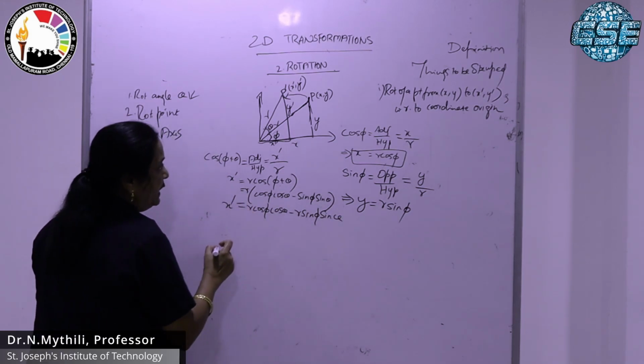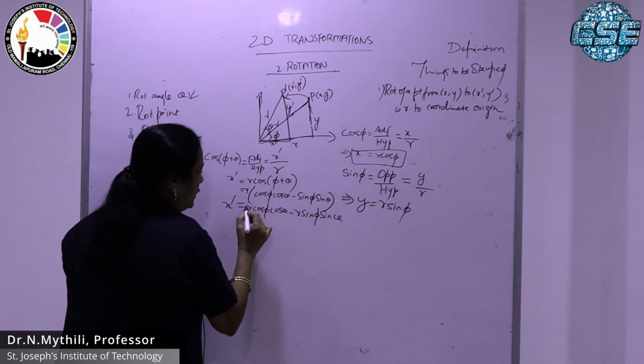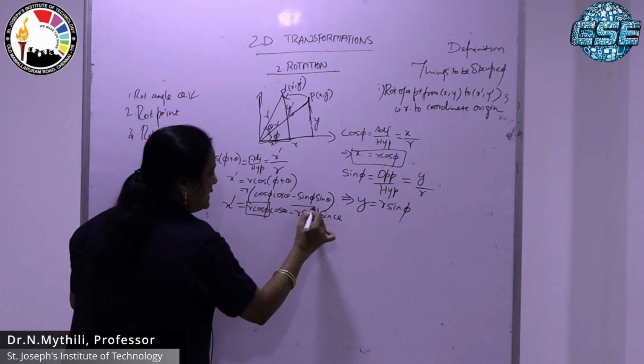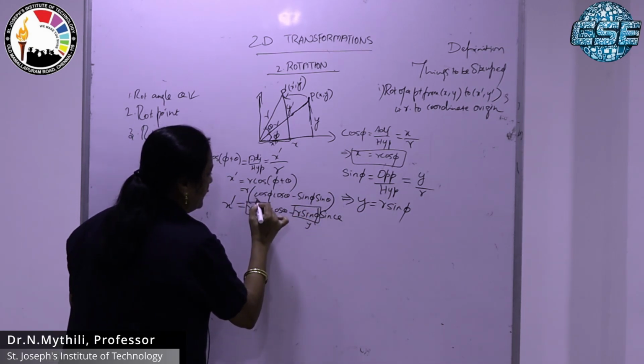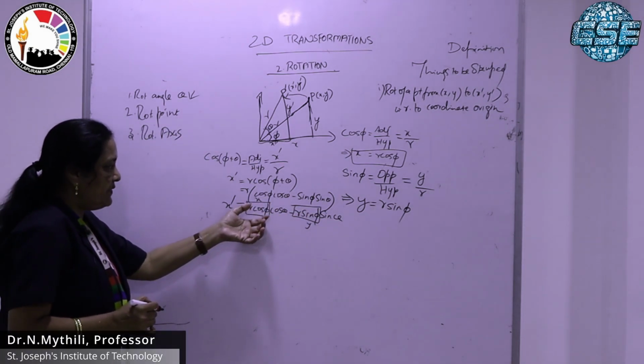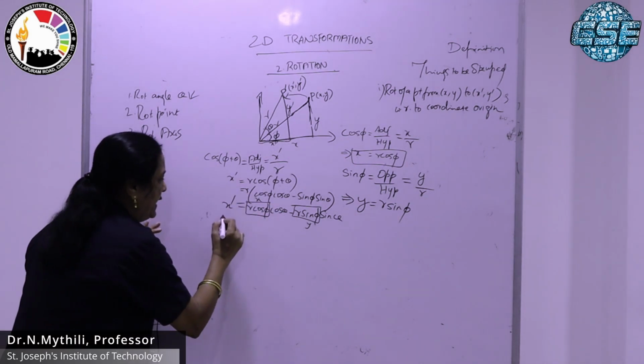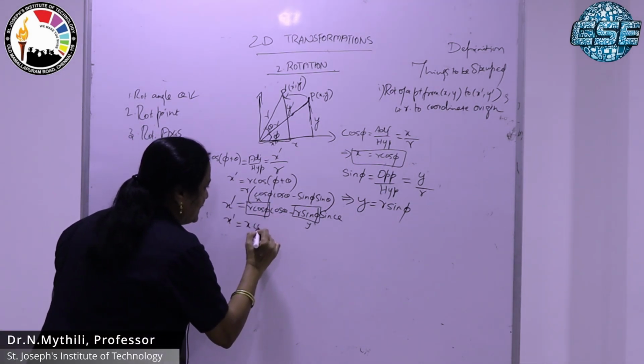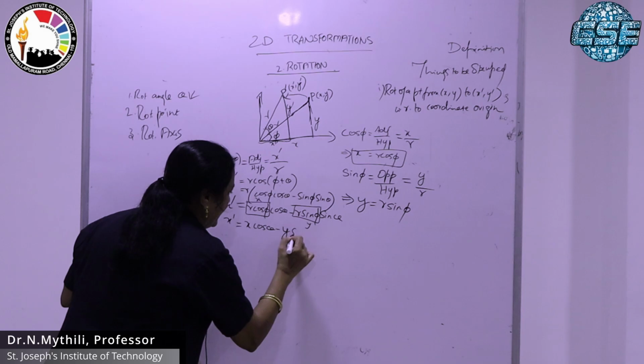Now here r cos phi is equal to x, r sin phi is equal to y. So when you replace this with x and this with y, x dash is equal to x cos theta minus y sin theta.